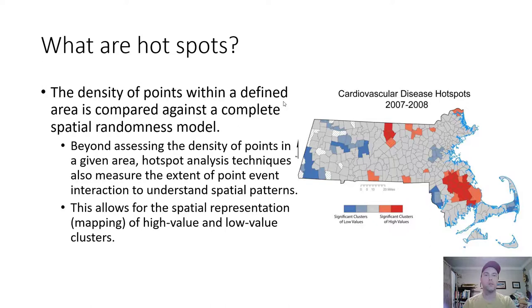So how much do the points in one location, are they similar to those nearby them? All right. So it's not just about a clump of points, or in this case here, the cardiovascular map. It's not just about a clump of people together, because if that's all it was, then we would see a high density of people around Boston. But it's not about that. It's looking at high densities of values that are the same or similar, all right, so close to each other. So this allows for the spatial representation of high values and low values.